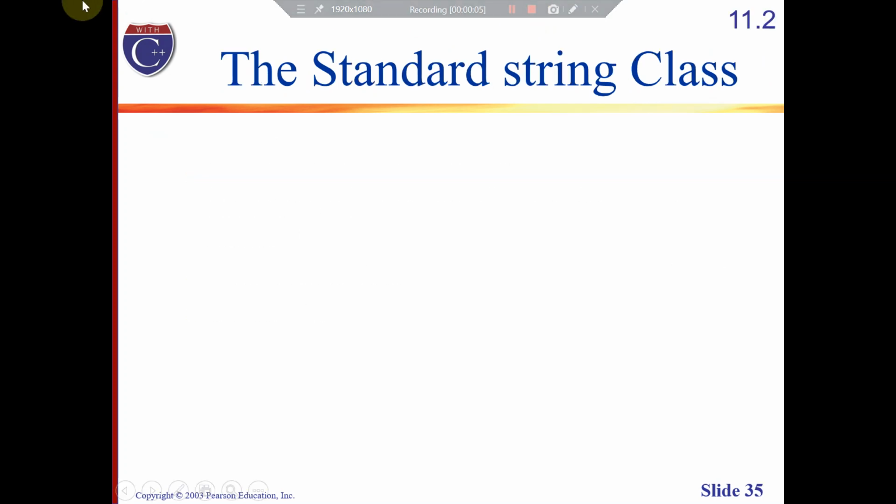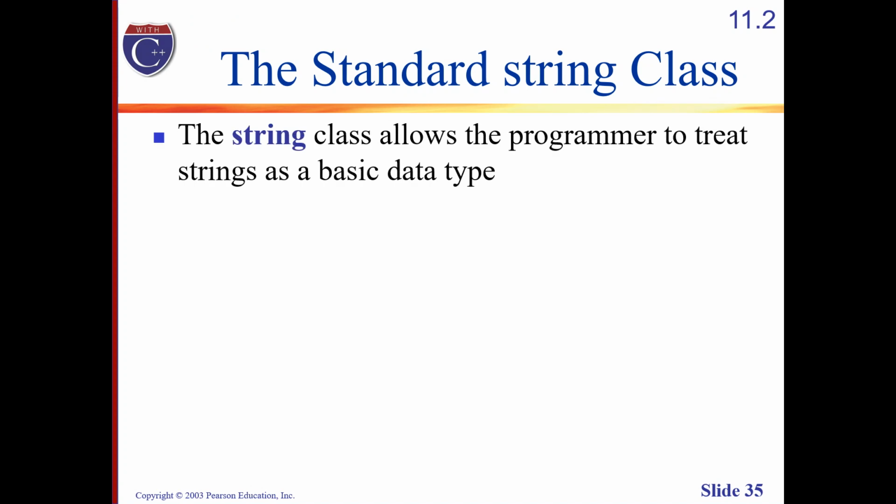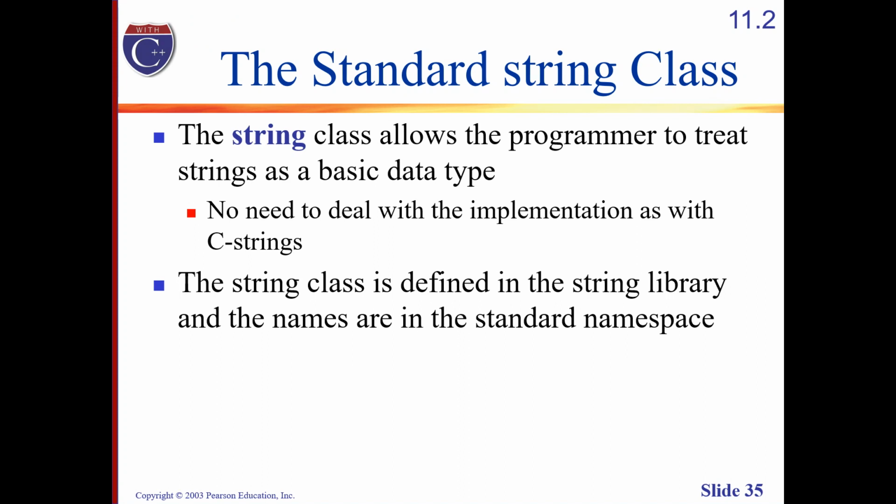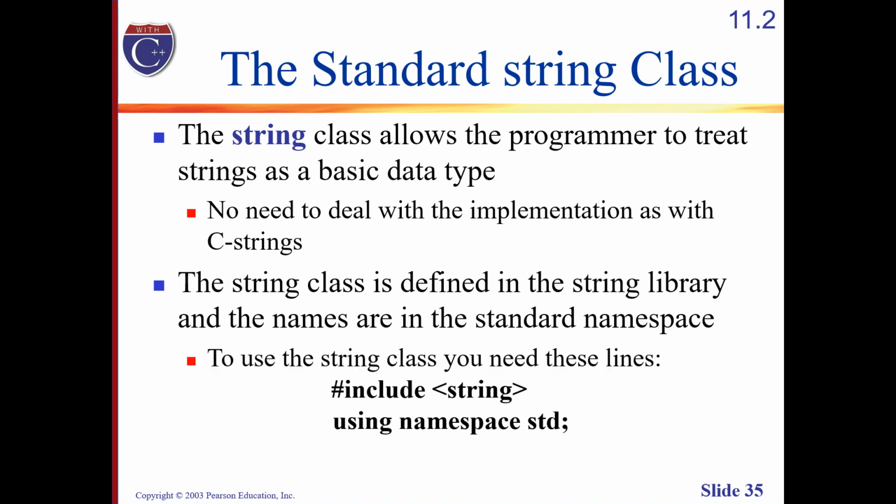Now let's proceed with the next section. For 11.2, we will talk about the standard string class. The string class allows the programmer to treat strings as a basic data type. Thus, we don't need to deal with the implementations as with C strings, which is more complicated. The string class is defined in the string library, and the names are in the standard namespace, such as this one.